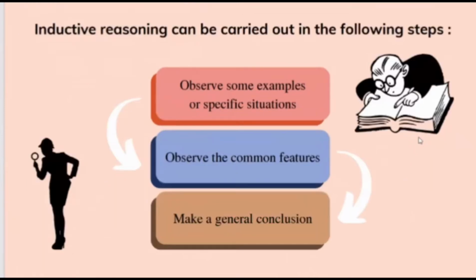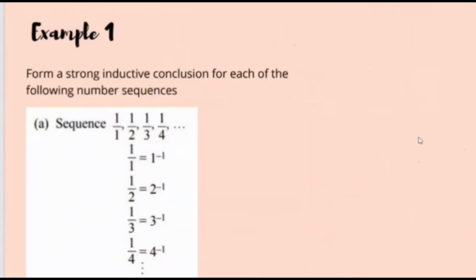There are three simple steps that you can follow to carry out inductive reasoning. First, you have to observe some examples or specific situations. Second, observe the common features. And lastly, make a general conclusion. We move to the first example: form a strong inductive conclusion for each of the following number sequences.